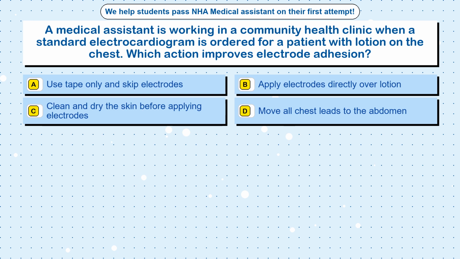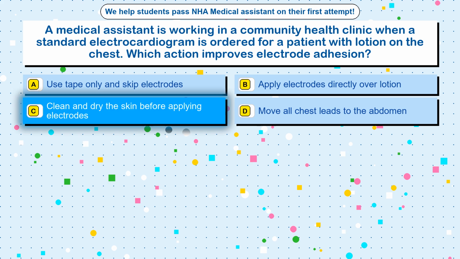Question 67. A medical assistant is working in a community health clinic when a standard electrocardiogram is ordered for a patient with lotion on the chest. Which action improves electrode adhesion? Option A, use tape only and skip electrodes. Option B, apply electrodes directly over lotion. Option C, clean and dry the skin before applying electrodes. Option D, move all chest leads to the abdomen. The correct answer is option C, clean and dry the skin before applying electrodes.